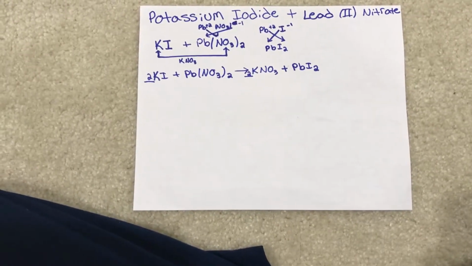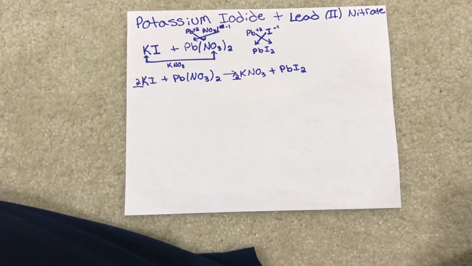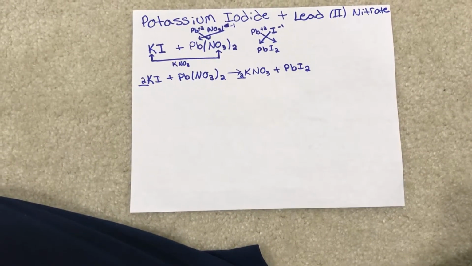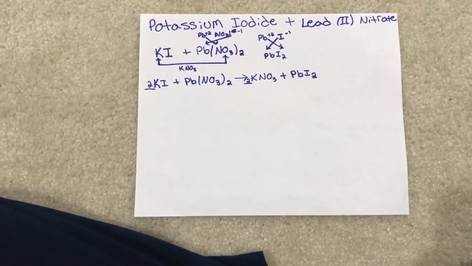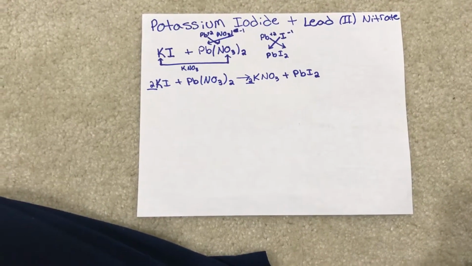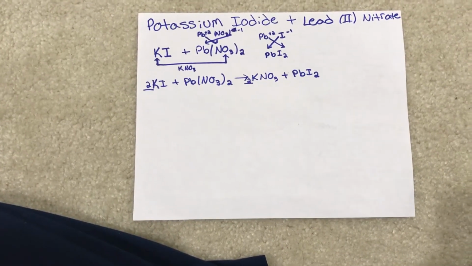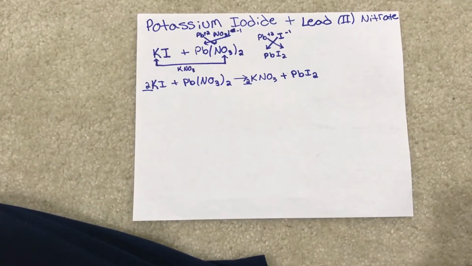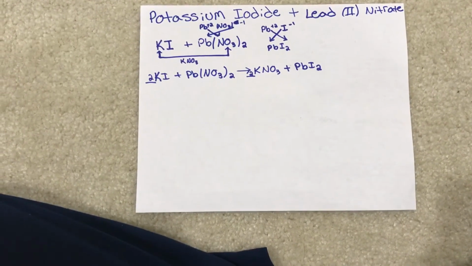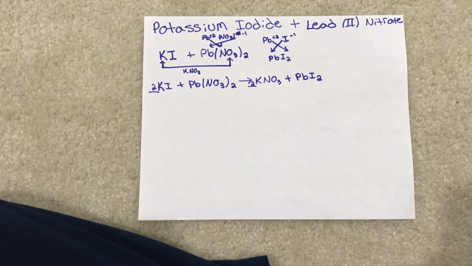So to balance this equation, we need to put a 2 in front of the KNO3 on the right. That balances our nitrates. And we also need to put a 2 on the far left side right before the KI, and that balances our potassiums, as well as our iodines. So the balanced equation reads 2 potassium iodide plus lead nitrate yields 2 potassium nitrate plus lead iodide.